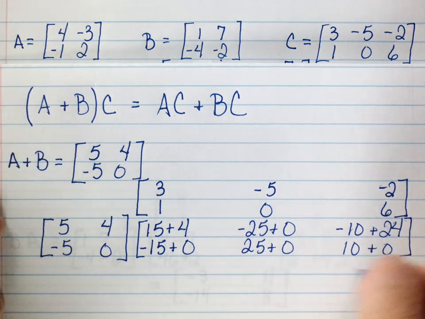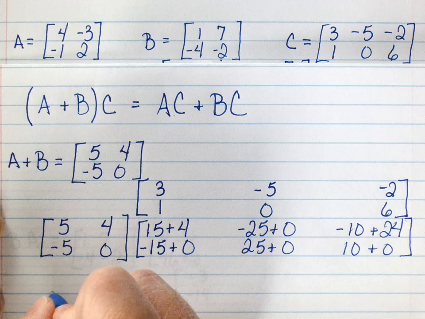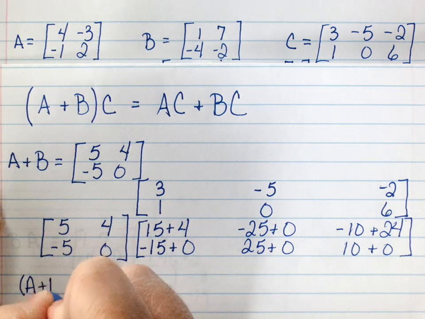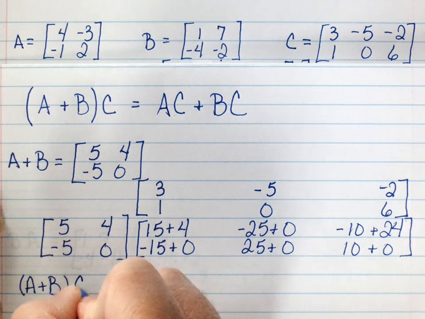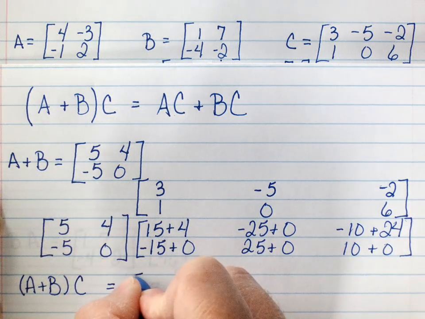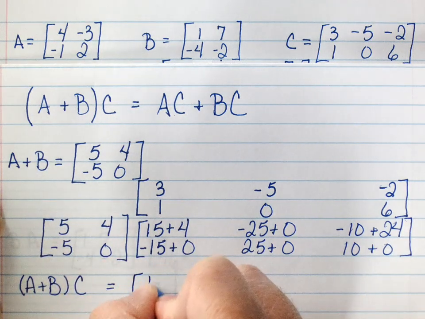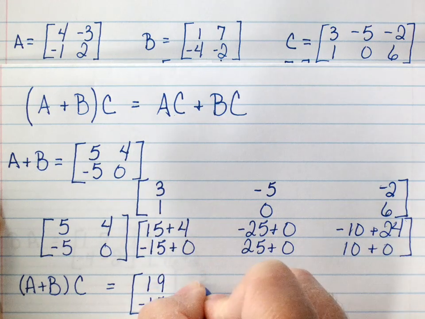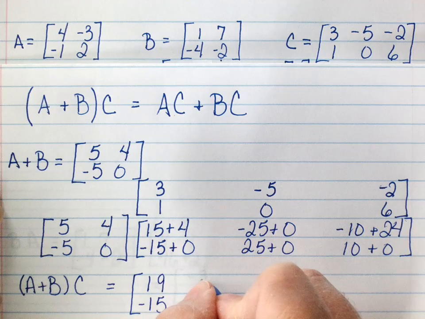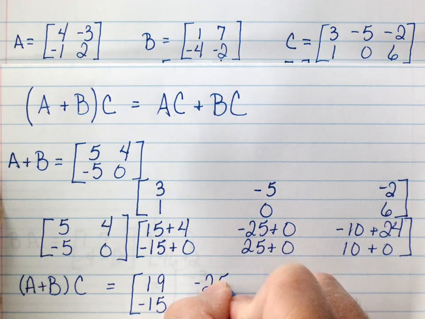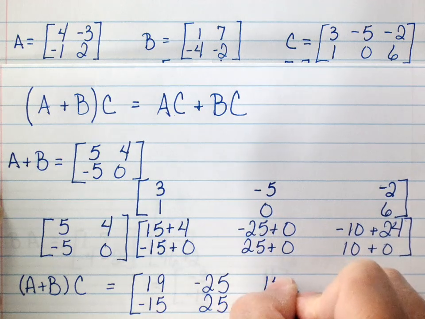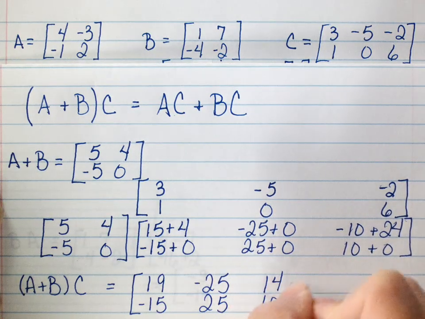If I simplify that down, that tells me that A plus B times C is going to give me 19, negative 15, negative 25, positive 25, 14, and 10.